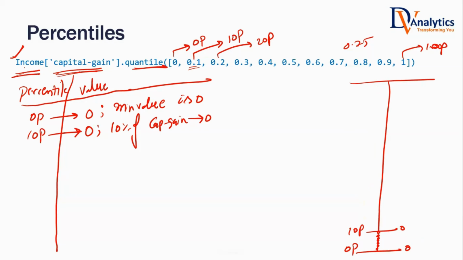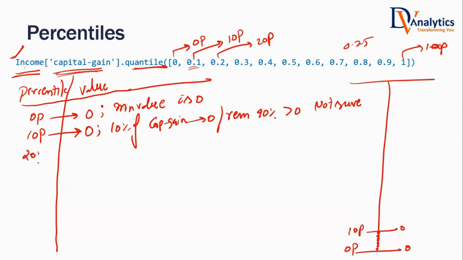I have seen the data only up to the 10 percentile. I would say 10% of the data in capital gain is actually 0. Remaining 90% may be greater than 0, but I'm not sure. Why am I saying not sure? Because I haven't seen that. I have seen only this data. It can be anything.